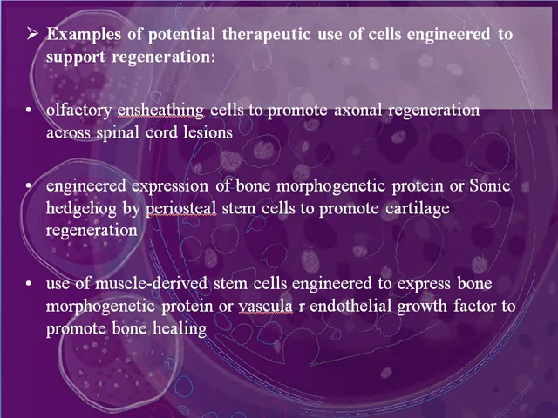Examples of the potential therapeutic use of the cells engineered to support regeneration are like the olfactory ensheathing cells to promote axonal regeneration across the spinal cord lesions. Engineered expression of the bone morphogenetic proteins or the sonic hedgehog by the periosteal stem cells to promote the cartilage regeneration. Use of the muscle derived stem cells engineered to express bone morphogenetic protein or the vascular endothelial growth factors to promote the bone healing.